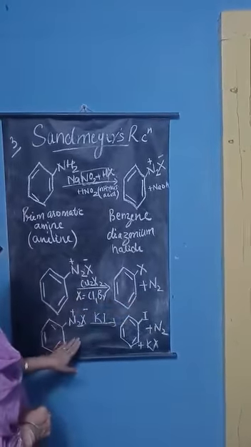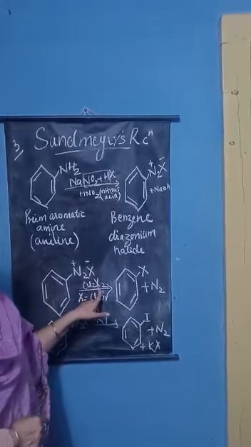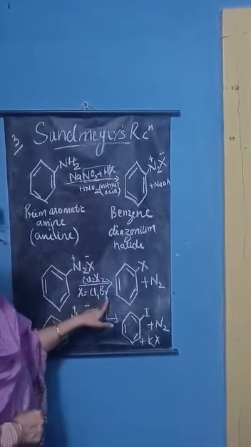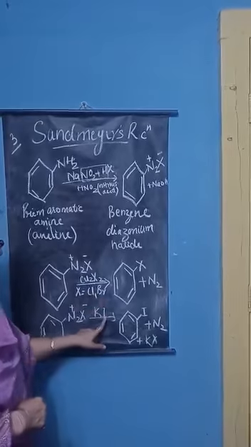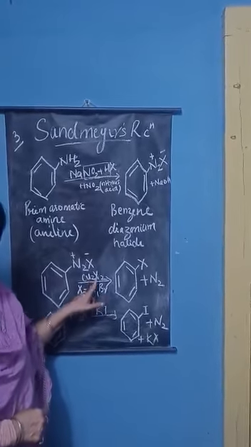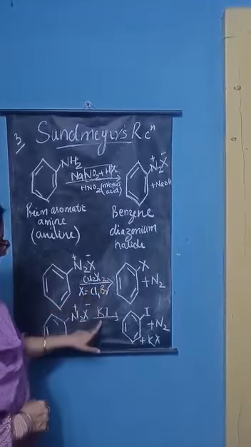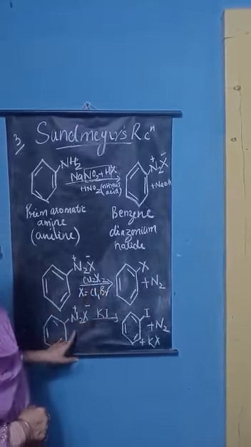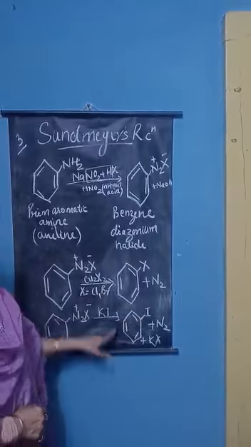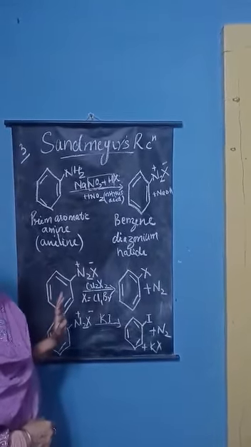Here again, X is chlorine or bromine, but for iodine there is no need to form cuprous iodide; cuprous iodide is not used. Instead of that, potassium iodide is used to get an iodine compound. This is known as Sandmeyer's reaction.